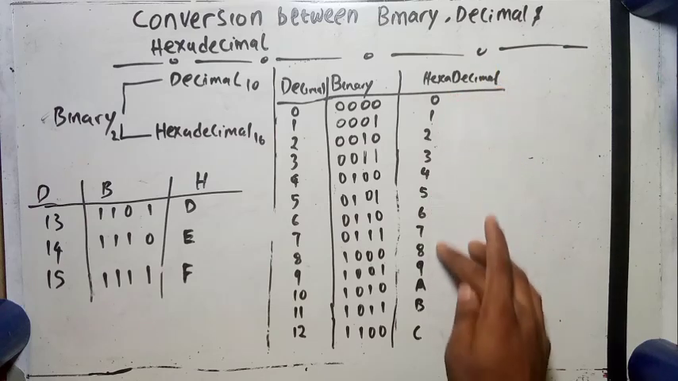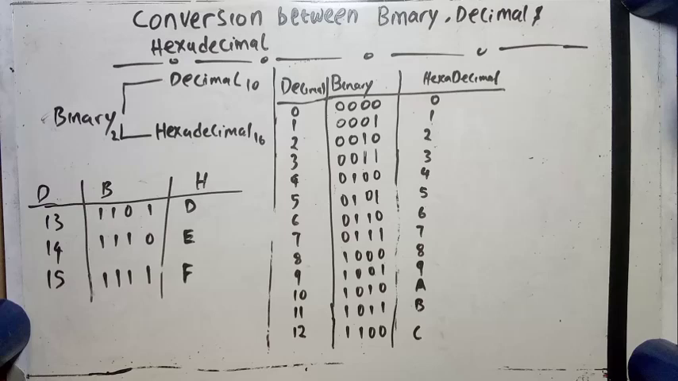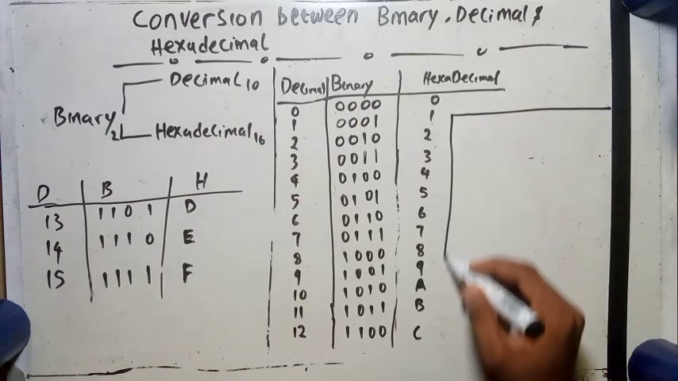After our 9, what we are having is A, B, C, D, and F. So I hope you know this off heart, because we are going to be applying it now. So let us try this example here.